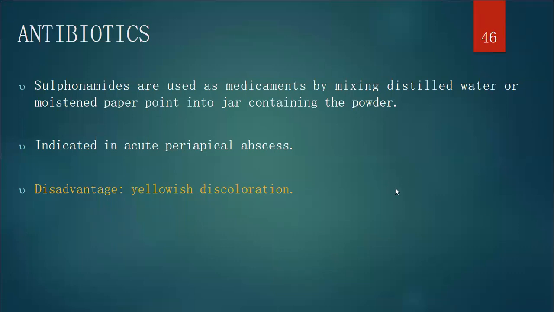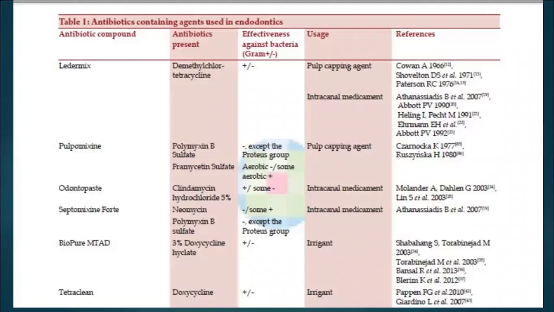Antibiotics, sulfonamides, are used as medicaments by mixing distilled water or moistened paper points into the jar containing the powder, indicating an acute periapical abscess. Disadvantage: yellow discoloration. The antibiotic-containing agents used in endodontics are Hair antibiotic compound, Ledermix, Pulpomixine, then Odontopaste, Septomixine Forte, Biopure MTAD, and tetracycline. The antibiotics present are dimethylchlortetracycline, polymyxin B sulfate, then clindamycin, neomycin, polymyxin B sulfate, doxycycline hyclate, and doxycycline.